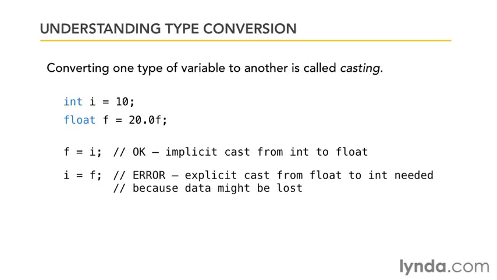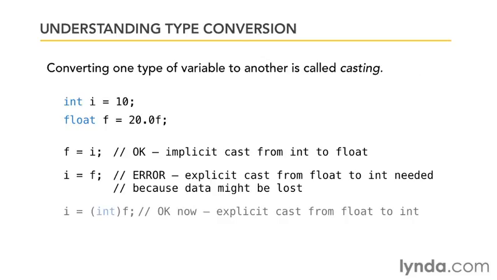The reverse is not true. If I said I is equal to f, that causes an error because you need to explicitly cast from the float to the int because data might be lost. You can't fit all the precision of a float into an integer automatically.